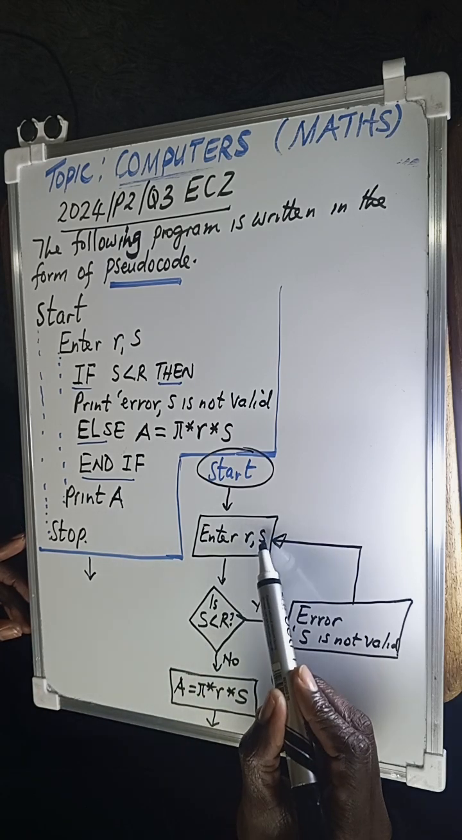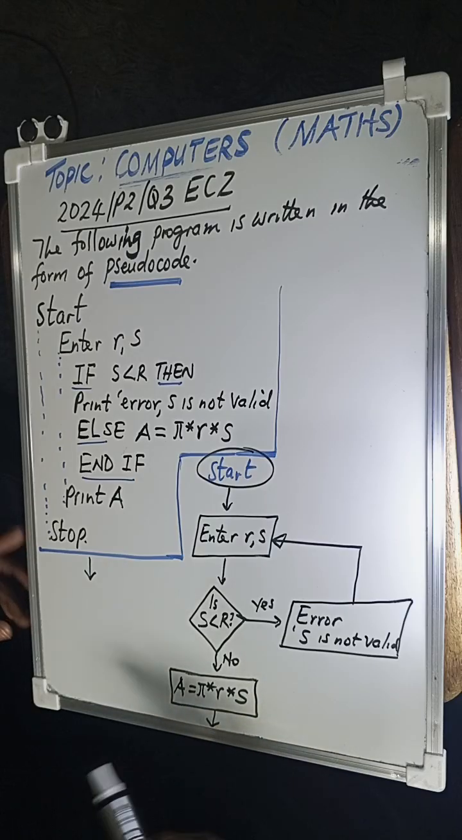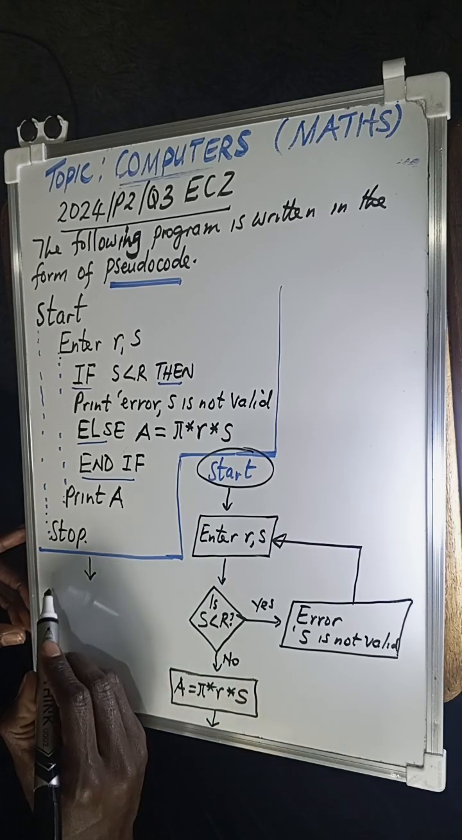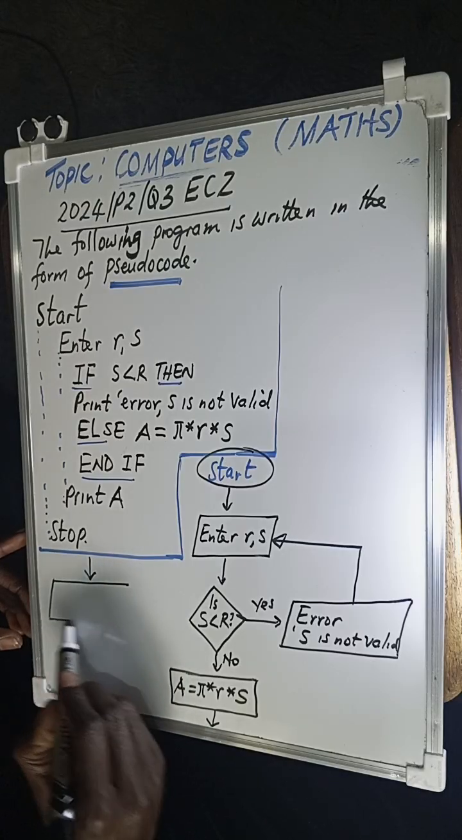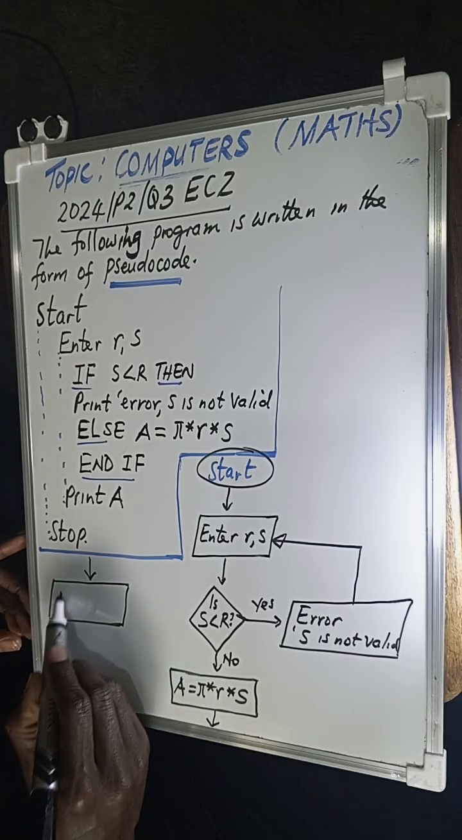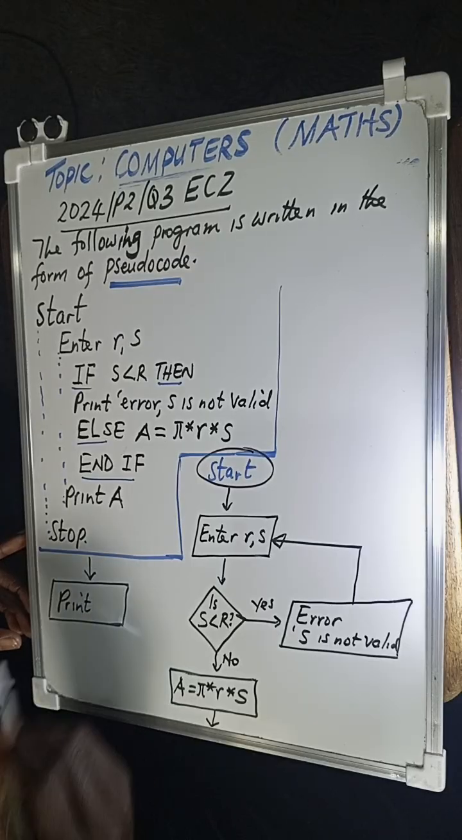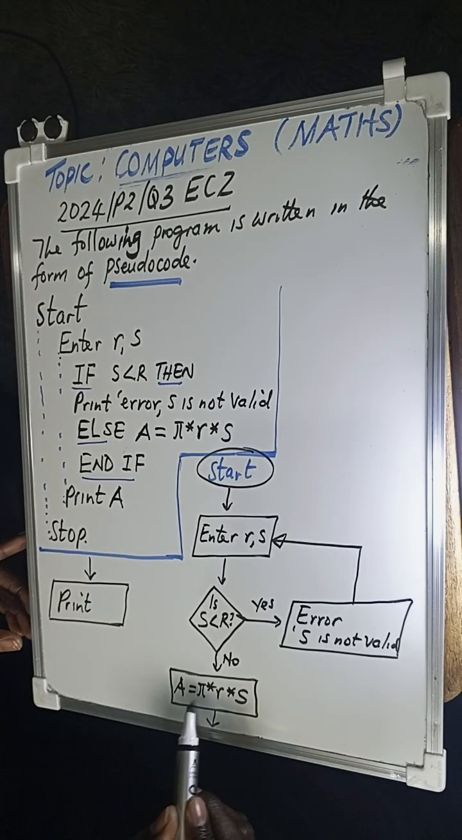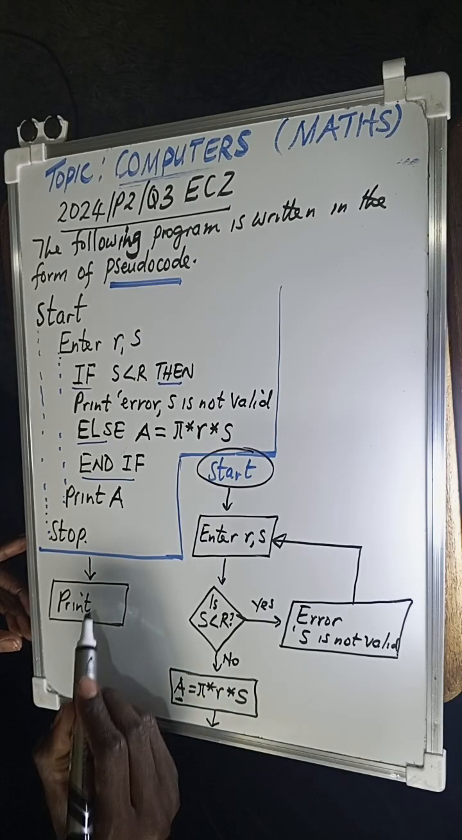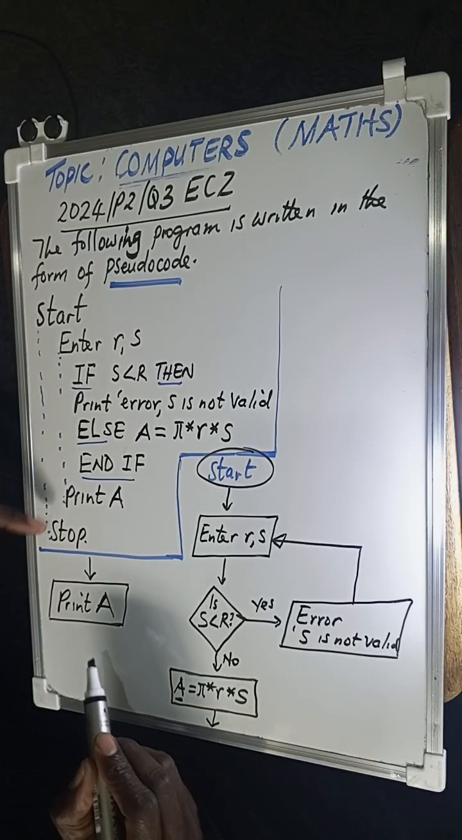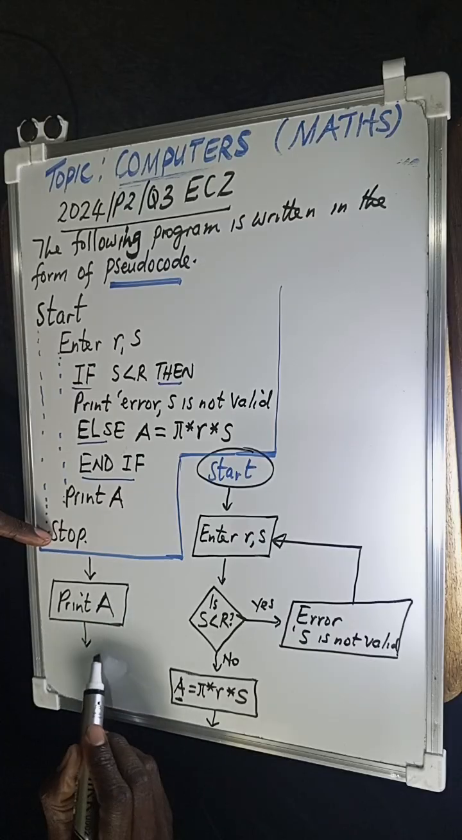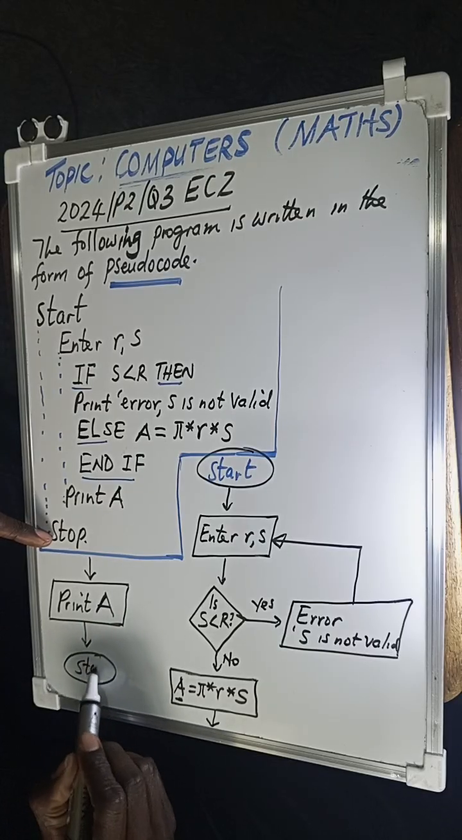So once the values of R and S have been entered into this formula, the next thing you need to do is print the result. Therefore, you use a parallelogram and simply say print. What are you printing? It's the solution to this formula, which is the area you're finding. So we'll print our A as we have been taught here. Then the program will come to a stop.